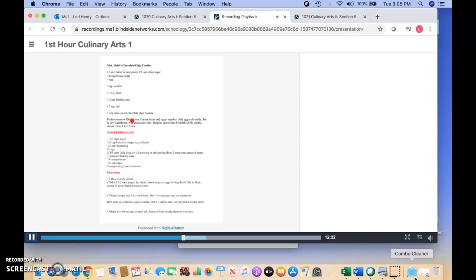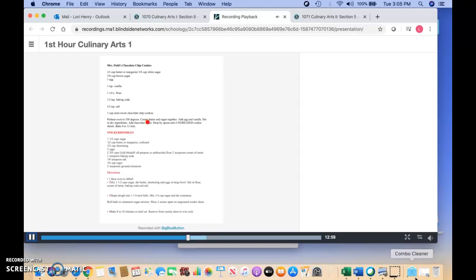So you'll preheat your oven to 350 degrees. And you can do this recipe by hand or with the electric mixer. I usually do my chocolate chip cookies by hand, but by no means do you have to. If you have an upright mixer, like we have the KitchenAids in our room, or you have an electric hand mixer, go ahead and use it. Or you could use a wooden spoon.